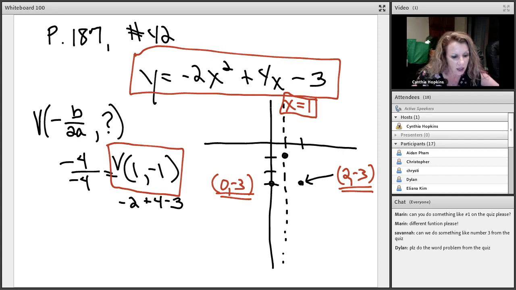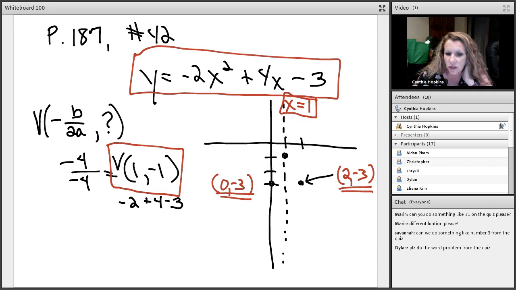Okay, then E was sketch the graph showing the vertex, the y-intercept, and the symmetric point. And so they really only specified those 3 points that I have right there. But if you're in my class, I want a minimum of 5 points because these 3 points really are not enough to be able to draw an accurate graph.